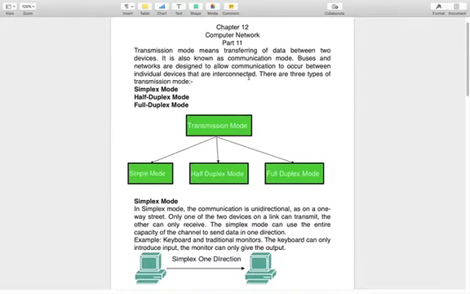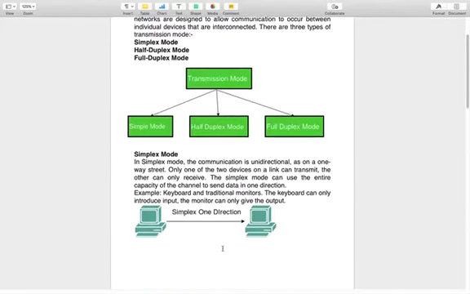So generally, transmission modes are of three types: simplex, half duplex and full duplex. First, we learn what is simplex.